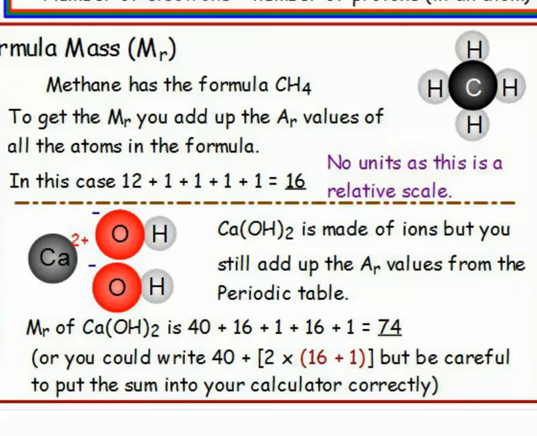But be careful with brackets. Here, Ca(OH)2 means 1 calcium and 2 lots of OH. If you aren't very good with using brackets on your calculator, then I would suggest writing out the sum as I have shown the first way.